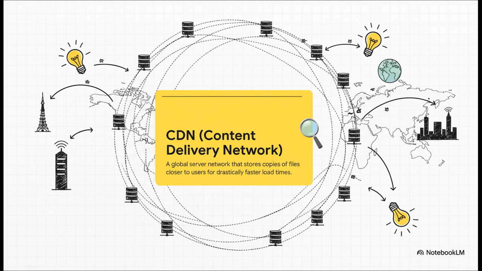And finally, if you want your application to be fast for users all over the world, you need a CDN, a content delivery network. This is a global network of servers that keeps copies of your static files, your images, your videos, really close to your users. So when someone in Tokyo loads your site, they get the images from a server in Japan, not one in New York. It makes a massive difference in load times.